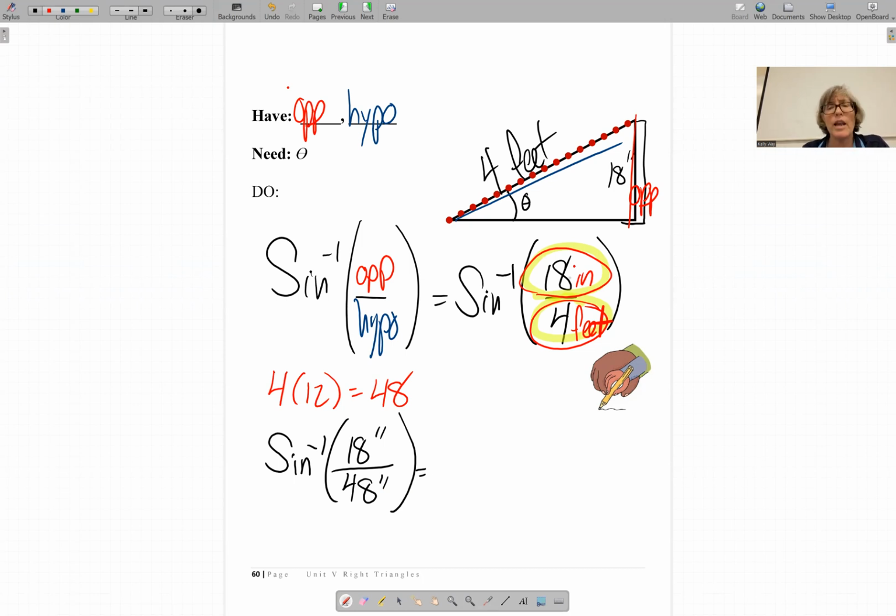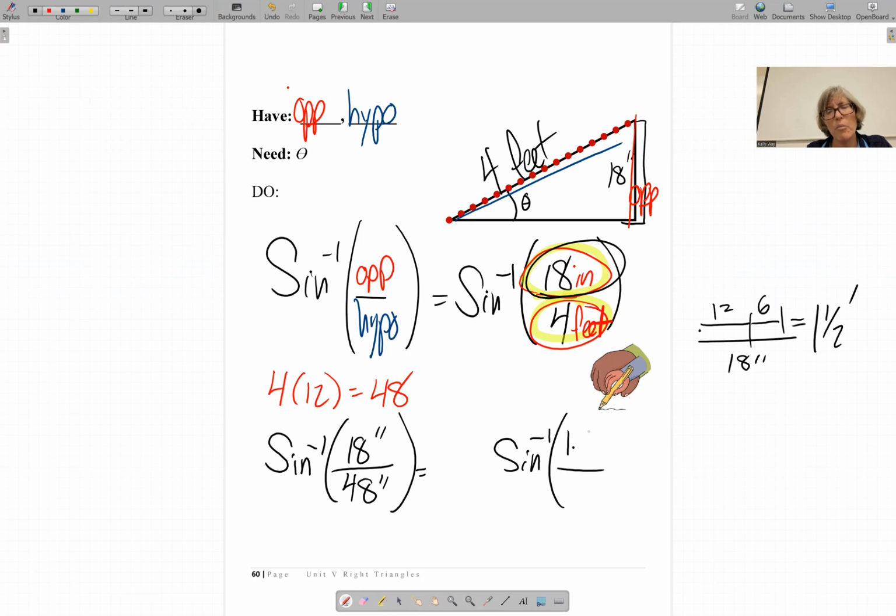In feet, 18 inches, because there is 12 inches in a foot, 6 inches left over. That would make 18 inches to be 1.5 feet. I could do this, inverse sine, 1.5 over 4, and this would be in feet. Both of those techniques would work, but it's important to align your units before you do any calculations.